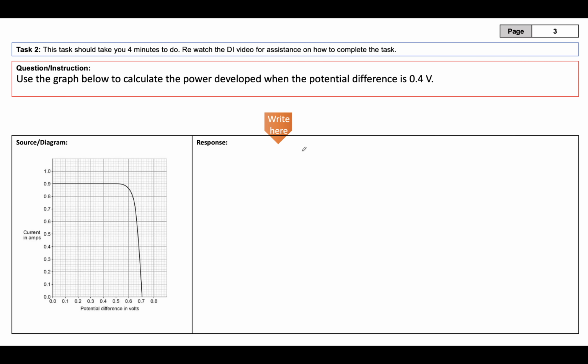And finally, you need to use the graph below to calculate the power developed when the potential difference is 0.4 volts. So you will need to read off the current value for the potential difference of 0.4 volts and go up, go across, and then you're going to use the power equation from earlier.